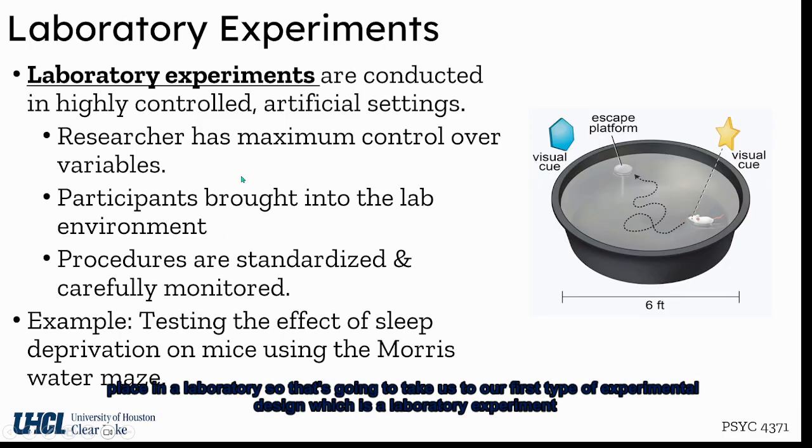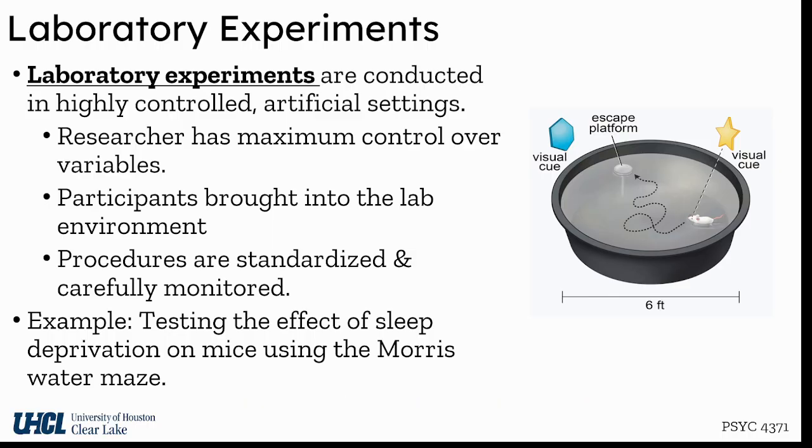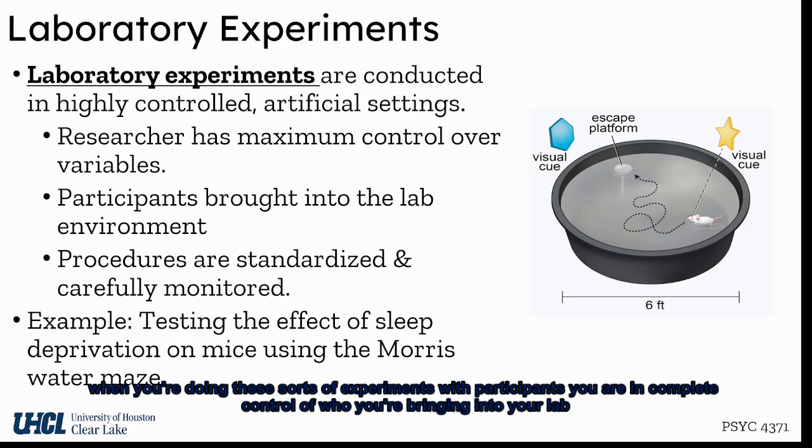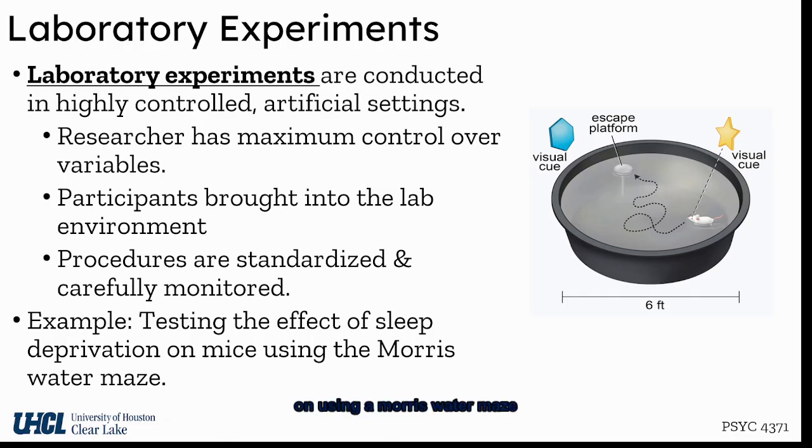So that's going to take us to our first type of experimental design, which is a laboratory experiment. These are experiments that take place in a highly controlled, very artificial setting. In this setting, you have maximum control over your variables. With rats and mice, for example, you control what they eat, what time the lights come on, what kind of enrichment activities they have. When you're doing these sorts of experiments with participants, you are in complete control of who you're bringing into your lab. Your procedures in a laboratory experiment are also very standardized and they're very carefully monitored. So an example of a laboratory experiment might be testing the effect of sleep deprivation on mice using a Morris water maze.